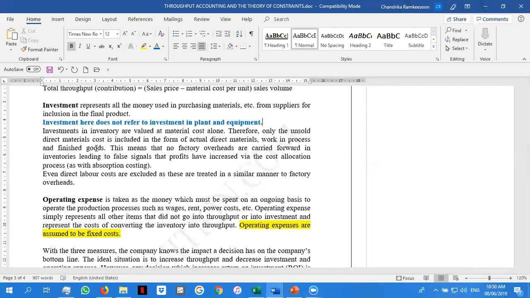Not so, however, with throughput accounting. Throughput accounting, the only cost which should be included as the variable cost in producing the units, and as part of the product cost, will be material costs. No factory overheads or anything. Factory overheads would be treated in a similar way as with marginal costing, i.e. as a fixed cost. Even direct labor costs are excluded, as these are treated in a similar manner to factory overheads. That's right. I mentioned to you in passing earlier that labor costs are actually treated as fixed costs under throughput accounting.